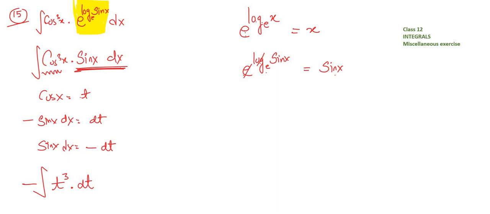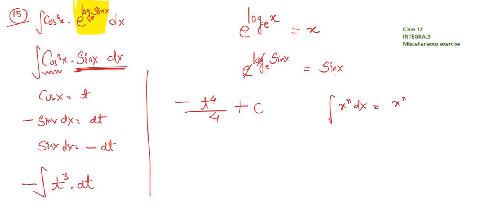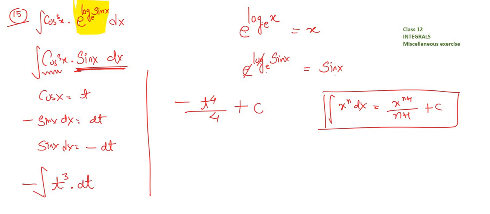Now if I integrate, minus t raised to power 4 by 4 plus c. Because integration of x raised to power n dx is x raised to power n plus 1 by n plus 1. And what is n here? n is 3. Correct? So I am using this formula. So it will be n plus 1 which is 4, and n plus 1 which is 4. And what was t? t was cos x, so the answer is minus cos x power 4 by 4 plus c. That's it. Let's see the next question.